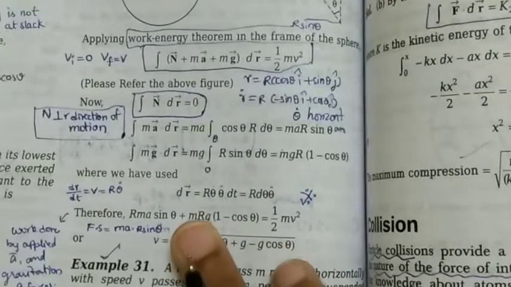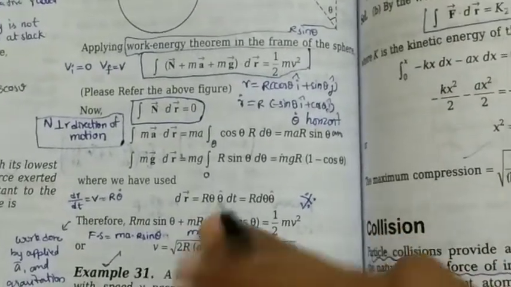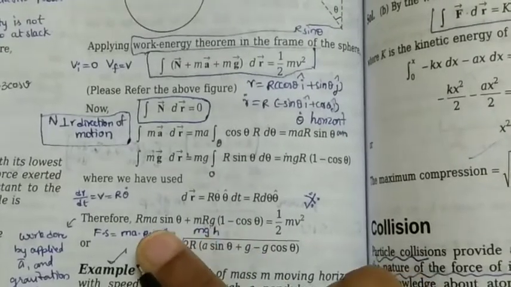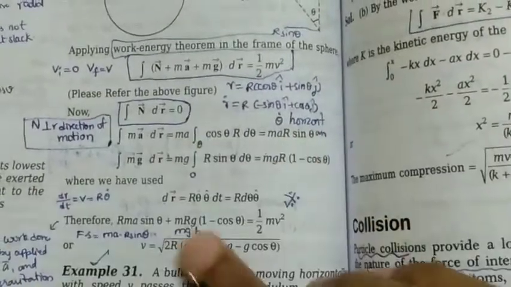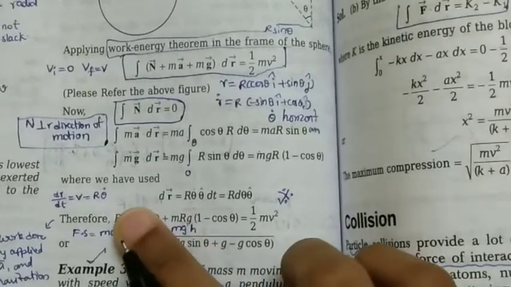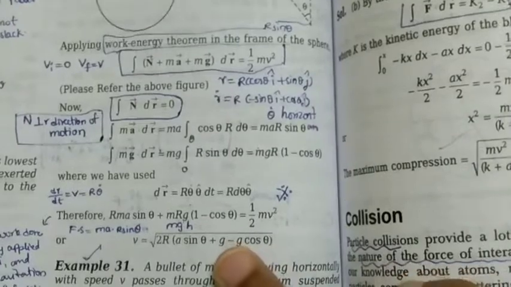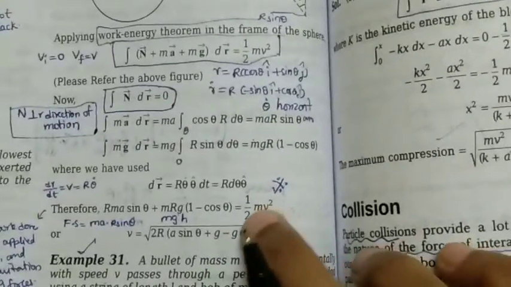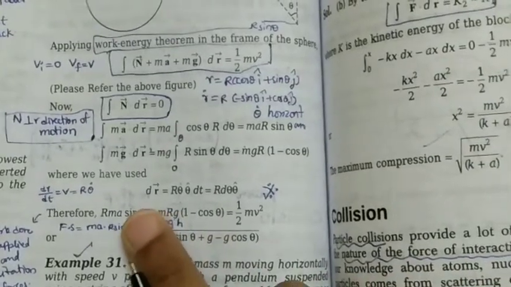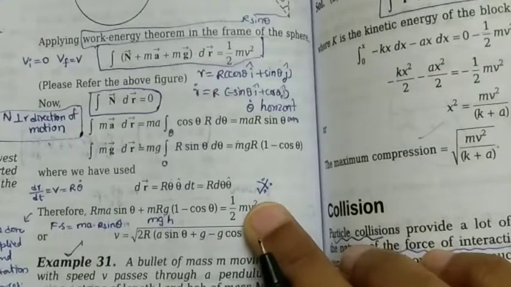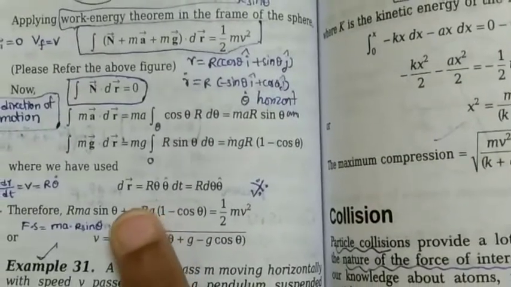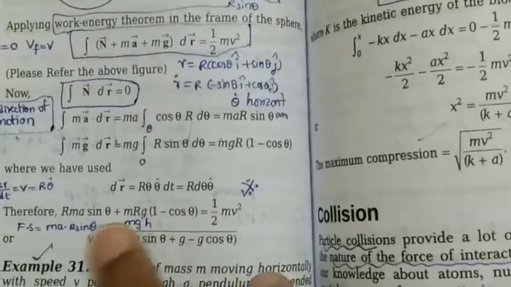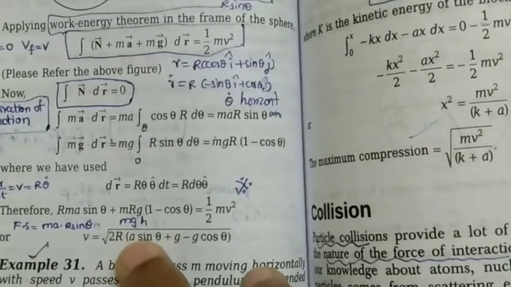Now m gets cancelled overall, and we need to take this to the other side, so 2R has to be taken aside. So 2R into a sin theta, plus g minus g cos theta, equals v square because m gets cancelled. If we take the square root, after simplification we get v equals square root of 2R times a sin theta plus g minus g cos theta.